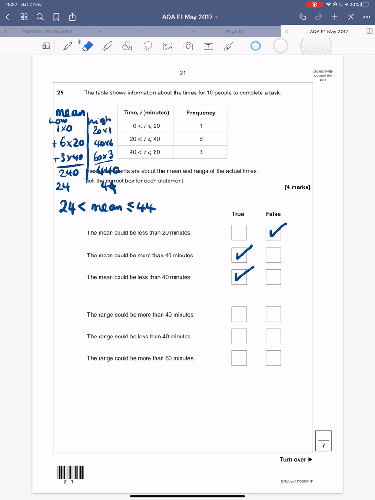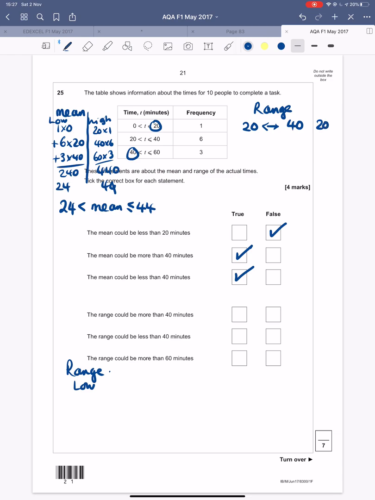Okay, now we're going to do the same for the range. The range, so the low ones, it could be in the top box. I'll write it up here. The range, the top box, it could be 20. The range is the highest take away the lowest. So the highest could go from 20 here up to, but not including 40.